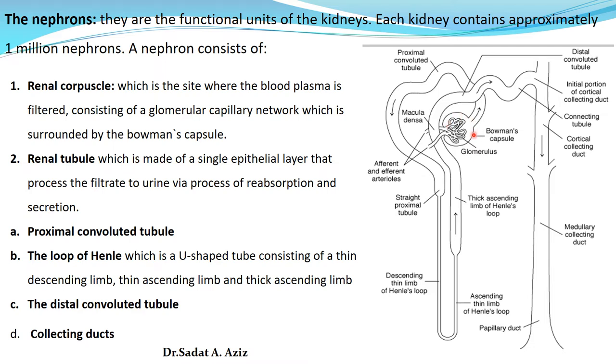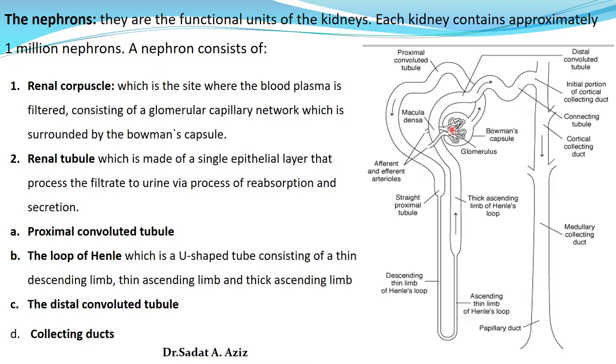The renal corpuscle is the site where the blood plasma is filtered. So we have a network of capillaries within the renal capsule.